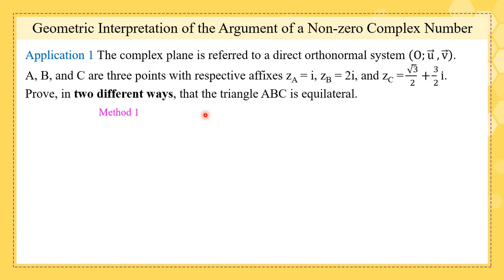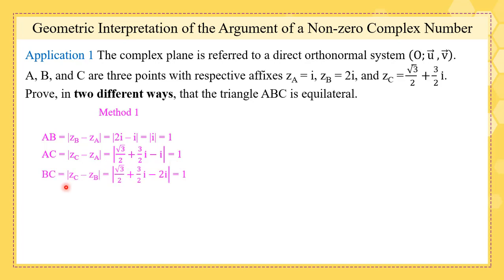Let's see the first method. To be equilateral means all the sides are equal. AB is the modulus of ZB minus ZA. If we substitute, we get the modulus of i, which is 1. AC is the modulus of ZC minus ZA. By substitution, we also get 1. And BC is the modulus of ZC minus ZB, which is 1. So we can tell that the three sides are equal and the triangle is equilateral.